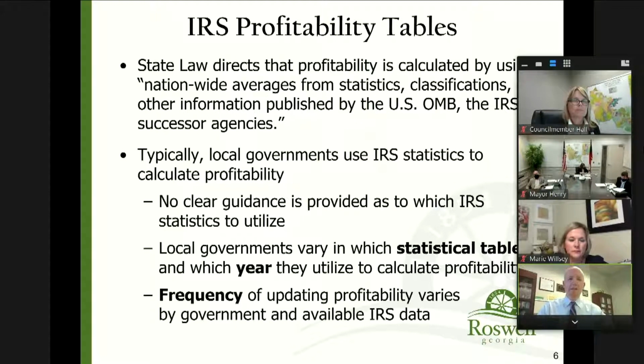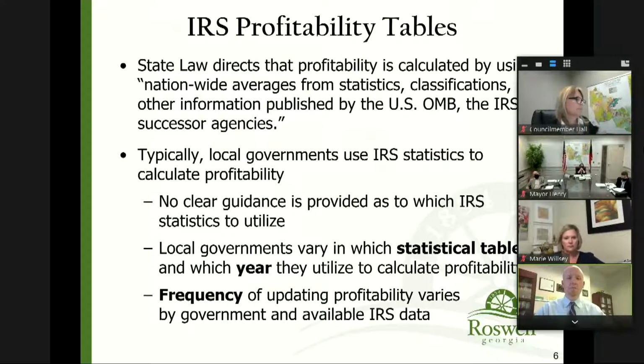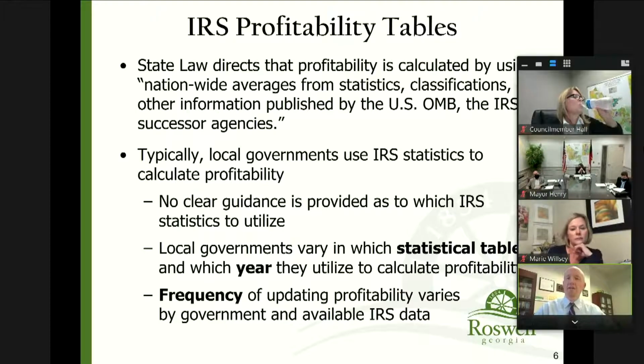Now typically, based on my experience and what I've seen in neighboring communities, local governments do use the IRS statistics to calculate profitability. However, I just want to point out a few things about how that works. One is that state law doesn't really provide clear guidance on which IRS statistics to use. And so what you see is a lot of variation among local governments in terms of which actual table they use and even which year they utilize.